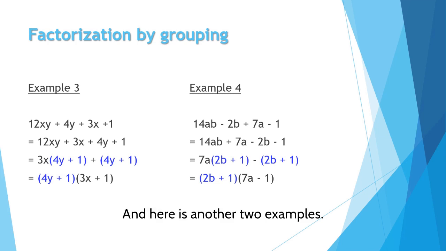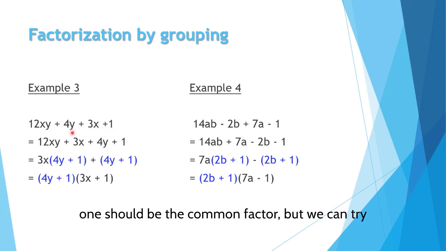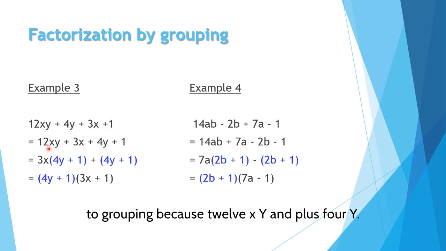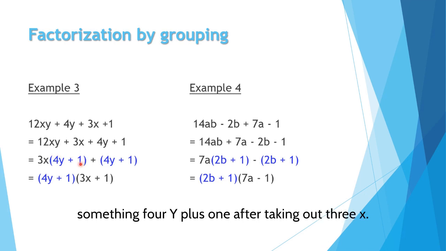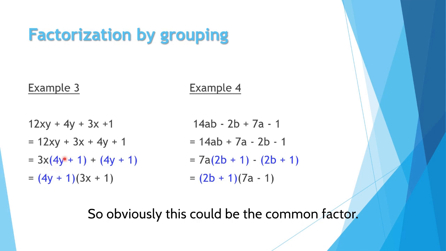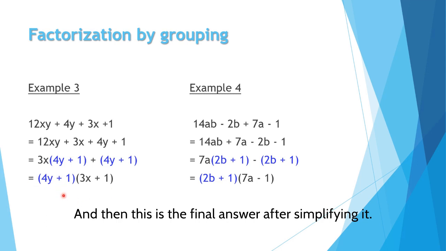And here are another two examples. Again, at first glance, we do not know which one should be the common factor, but we can try the grouping. Because for 12xy and plus 4y, we cannot take out any common factor with 3x plus 1. So we would rearrange 12xy plus 3x and then 4y plus 1. You can sense that here you can make it into something with 4y plus 1 after taking out 3x. So obviously this could be the common factor. And then this is the final answer after simplifying it.